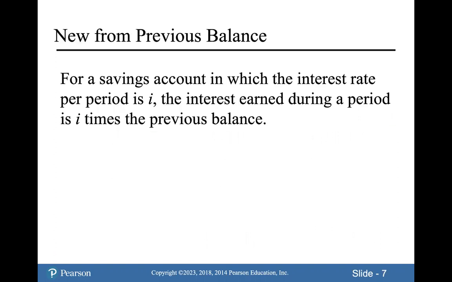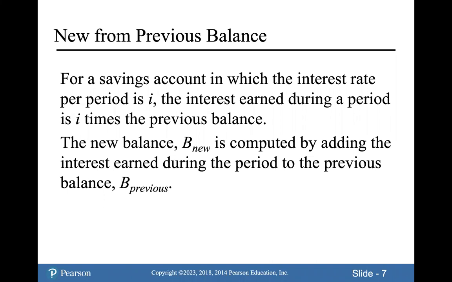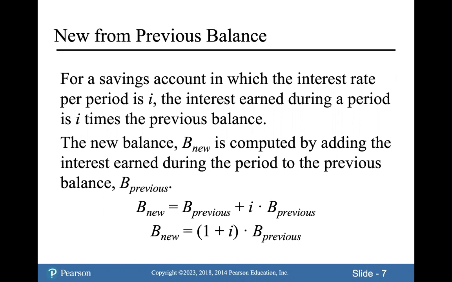For a savings account in which the interest rate per period is I, the interest earned during a period is I times the previous balance. The new balance, B sub new, is computed by adding the interest earned during the period to the previous balance, B sub previous. Therefore, B sub new is equal to B sub previous plus I times B sub previous. By factoring out B sub previous, we get that B sub new is equal to 1 plus I times B sub previous.